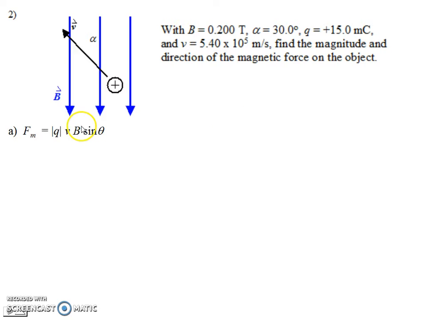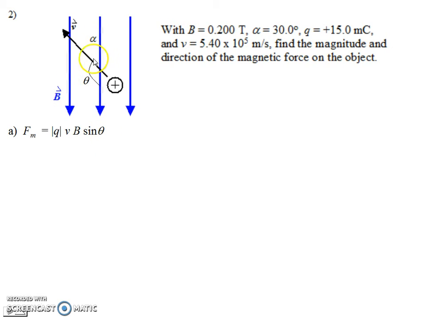Okay, so of course we're using QVB sine theta. It's millicoulombs. Power 10 there is 10 to the negative third. Velocity is given, magnetic field strength is given, and then alpha here is given as 30 degrees. However, look at the definition. In the equation, we define theta as the angle between velocity and magnetic field. That's not alpha at all. It's this from here to here. That's theta over here. 30 degrees is not the correct angle to put in here.